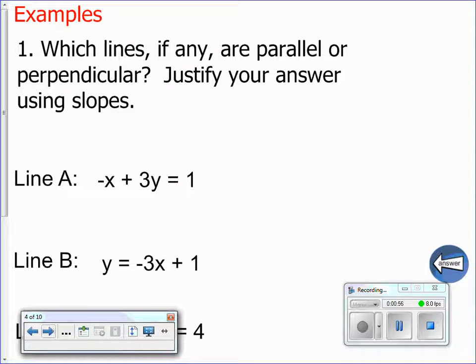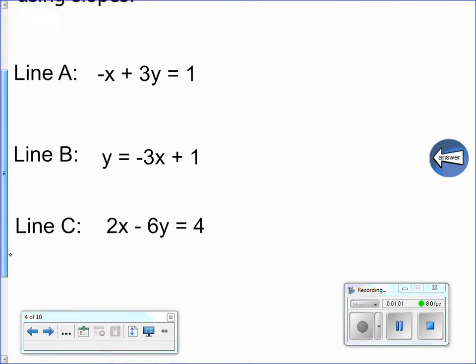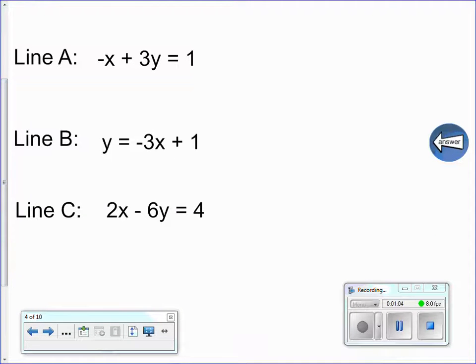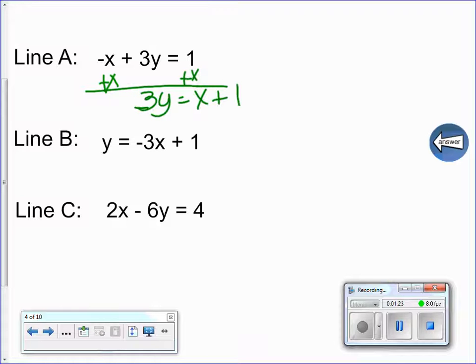So which lines are parallel or perpendicular? Justify your answer using slope. I need to take these three, and I need them in slope-intercept form first. So this one, I'm going to add x to both sides. So I get 3y equals x plus 1. Divide everything by 3. And I get y equals 1/3 x plus 1/3.